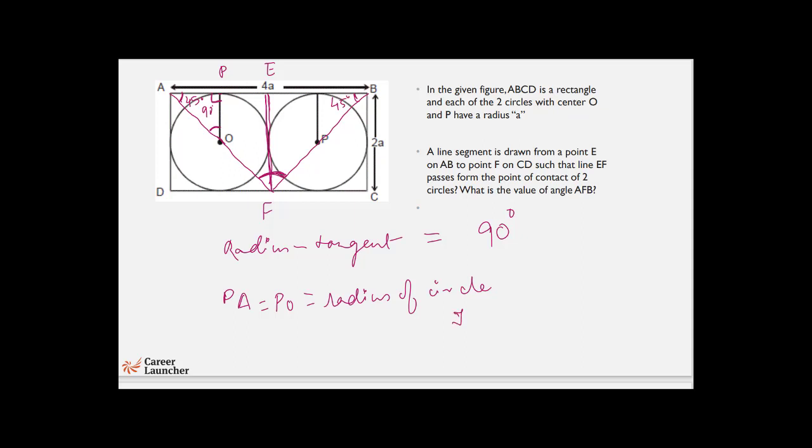Now in triangle AFB, we have angle A as 45 degrees, angle B as 45 degrees. So the angle at F, or angle AFB, would be 90 degrees. So that is our answer here. We have simply used the property that the radius and a tangent in a circle are always perpendicular to each other.